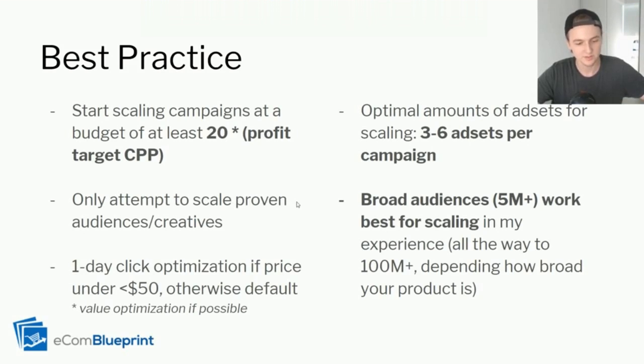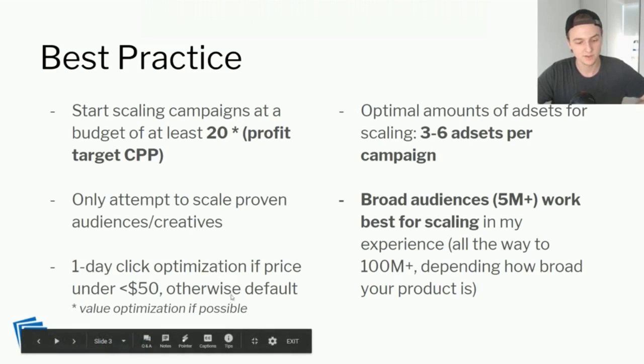I've already talked about this. One-day click optimization if the price is under $50. Otherwise, just leave it at default. And I put here value optimization if possible. I'm going to be talking about this a little bit more later in this lesson, but some people will have access to value optimization, and this works really well if you have access to it.